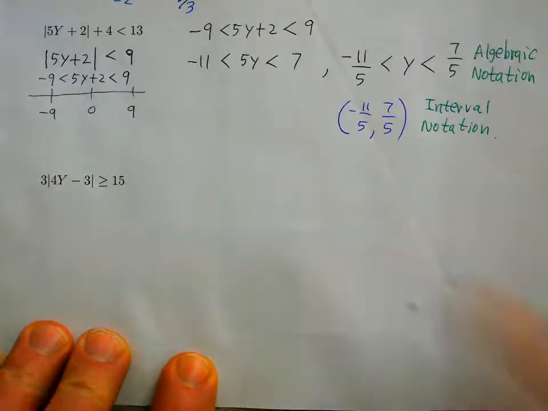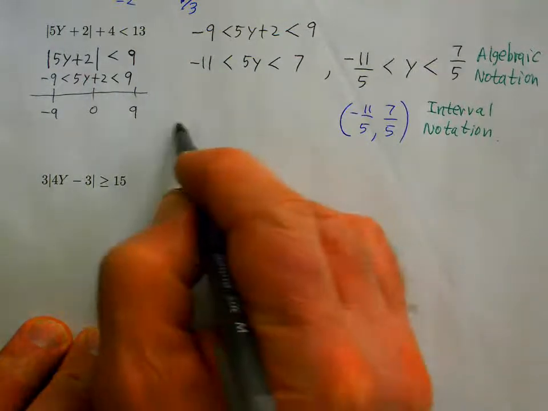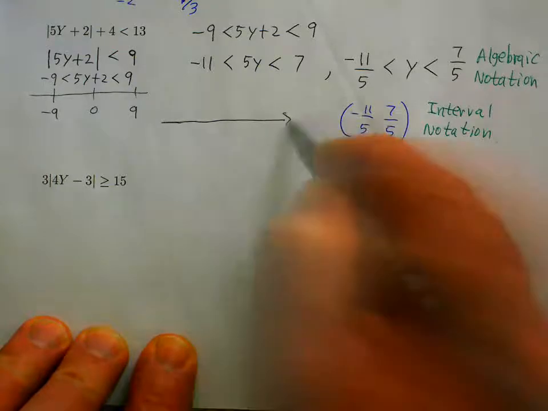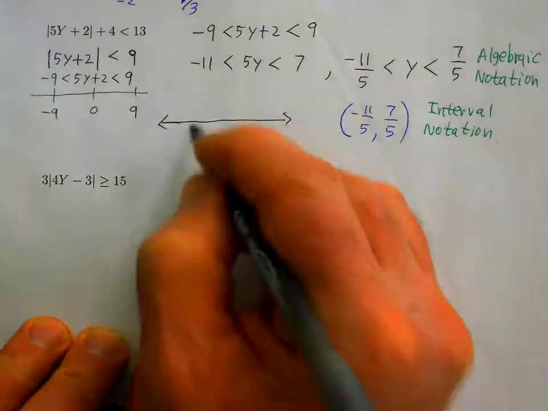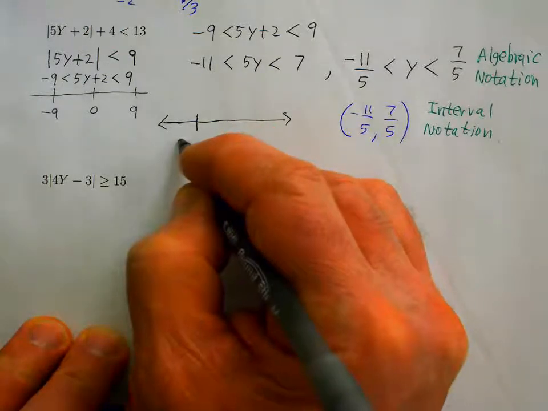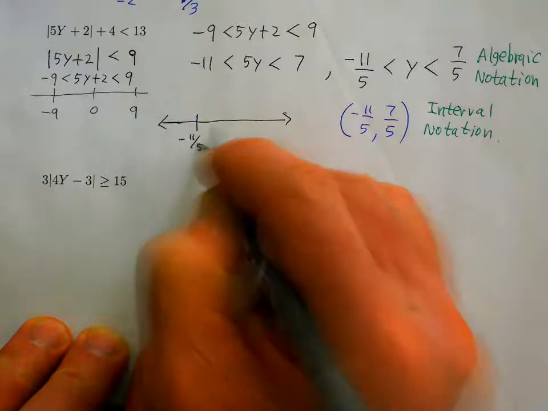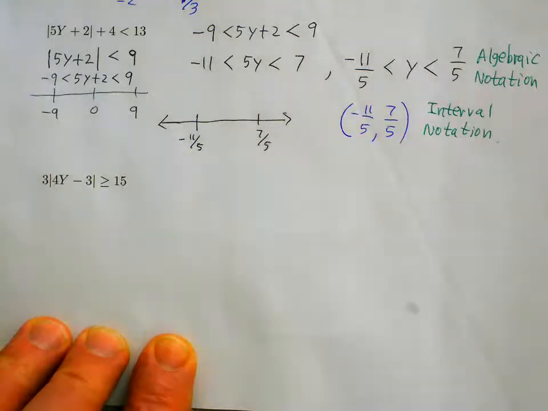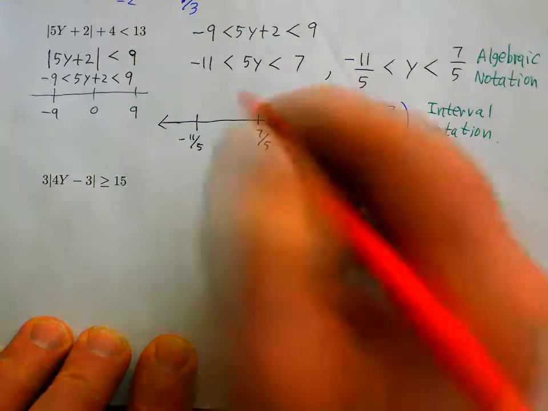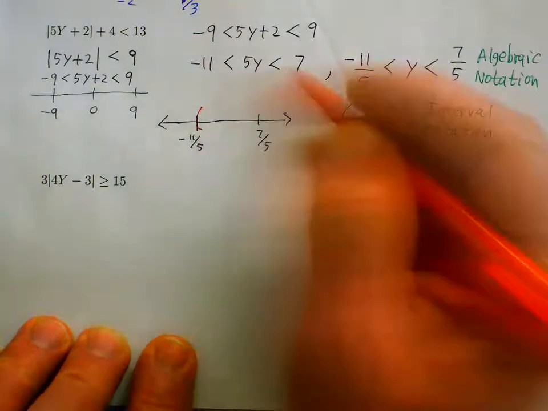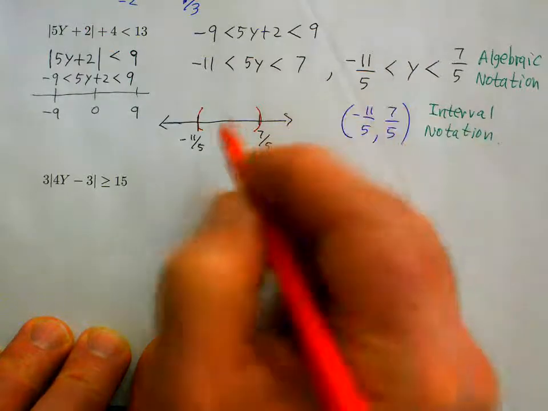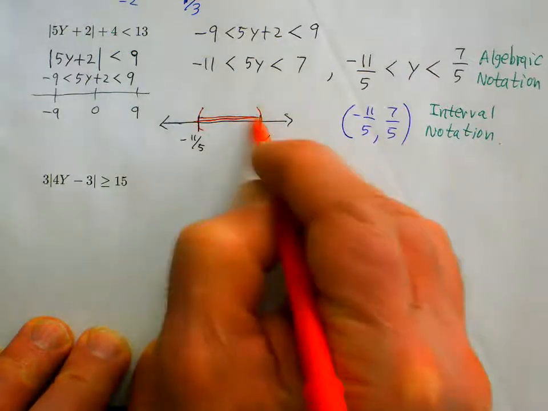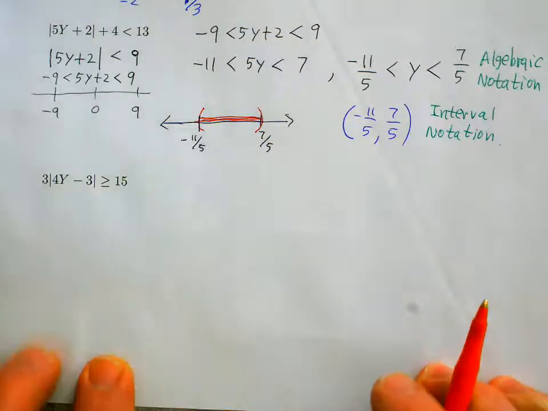I guess we can go ahead and graph this just to reinforce the concept. So we plot the numbers -11 fifths and +7 fifths. And just the numbers between -11 fifths and 7 fifths. So that's the graph of the solution set.